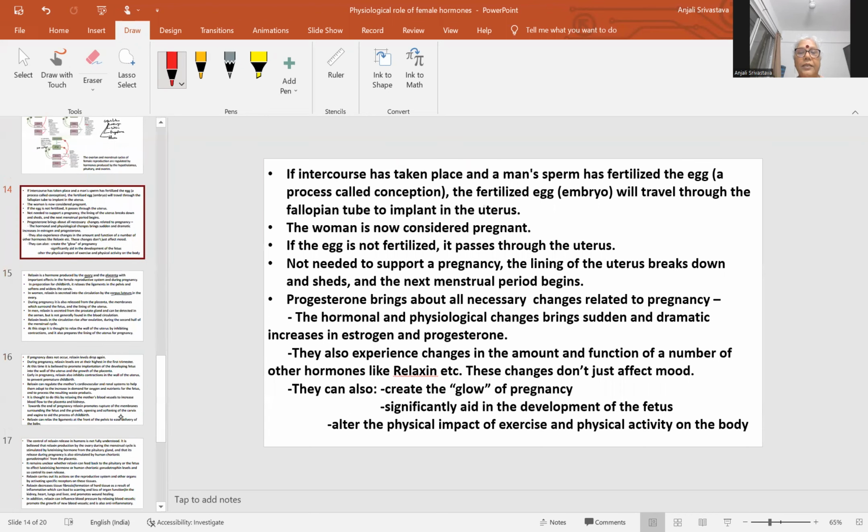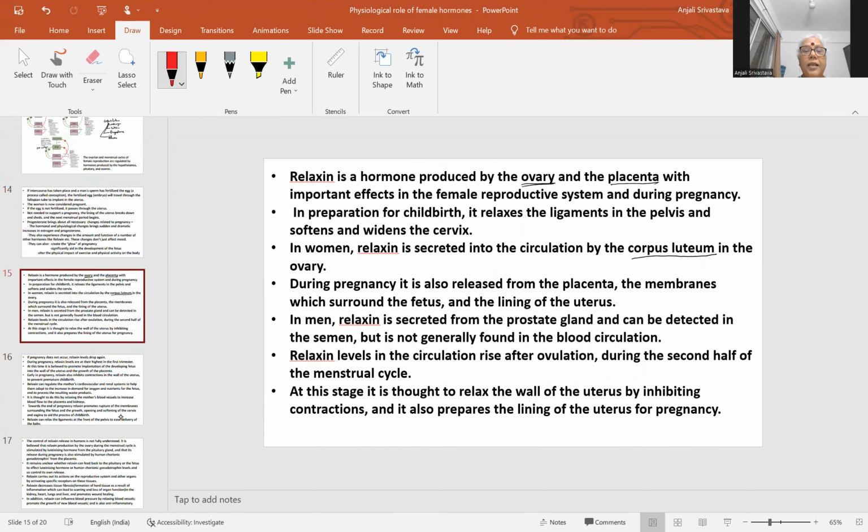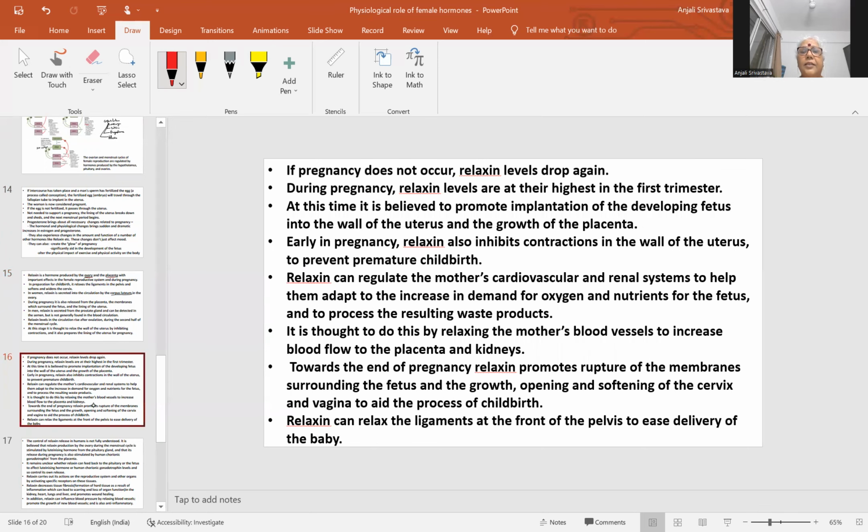This relaxin creates the glow of pregnancy, significantly aids development of the fetus, and affects the physical impact of exercise and physical activities of the body. These are a number of effects shown by the relaxin hormone, which is secreted by the ovary and the placenta, part from the ovary, part from the placenta. Now, these are the actions of relaxin. What type of changes does this relaxin show?